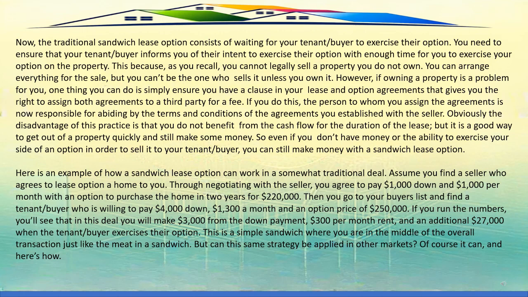If you run the numbers, you'll see that in this deal you will make $3,000 from the down payment, $300 per month rent, and an additional $27,000 when the tenant buyer exercises their option. This is a simple sandwich where you are in the middle of the overall transaction just like the meat in a sandwich. But can this same strategy be applied in other markets? Of course it can, and here's how.